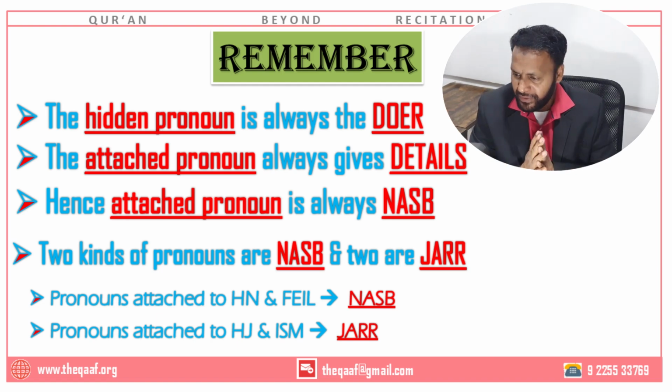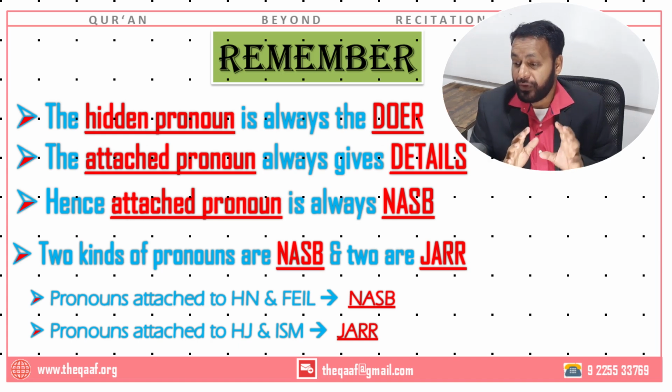Is that clear to everyone? Any questions now? So that completes the interpretation of attached pronouns with the verb. Now what we want to take a look at is the types of doers. The types of doers. Okay?